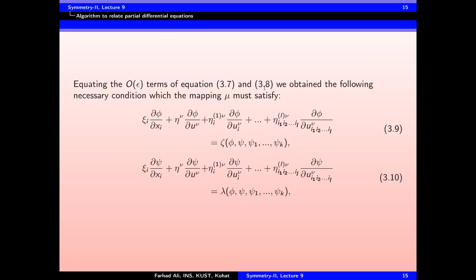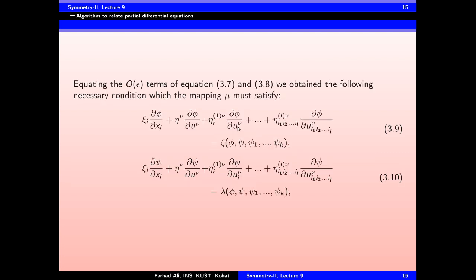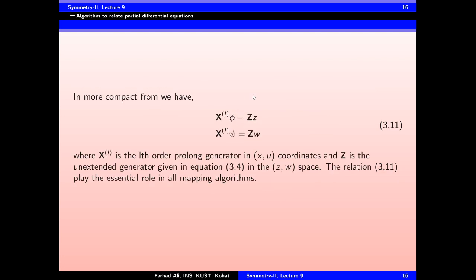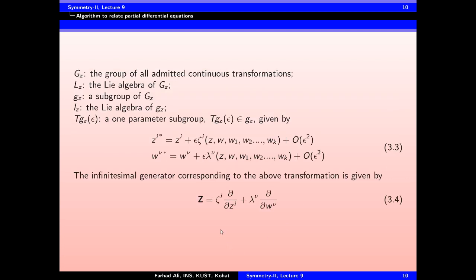So in more compact form, these two equations can be written like this, as in 3.11. This is the more compact form of 3.9 and 3.10, where XL is the lth order prolongation in the space of X and U coordinates, and Z is the extended generator given in equation 3.4 in the ZW space. Let's see 3.4. Z is defined in 3.4. It is the generator in the target space. Yes, over here. This is Z.